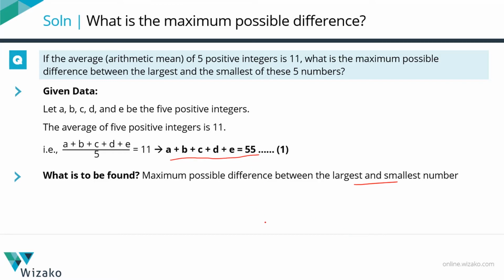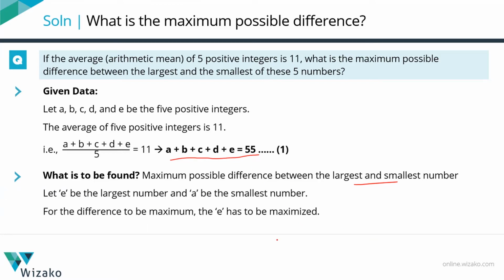For a moment, let's take E to be the largest number and A to be the smallest number. If A is the smallest number and E is the largest number, on the number line, E is going to be to the right of A because E is going to be larger than A. Our idea is to maximize the difference between these two numbers. That will happen when E is maximized. If I push E as much to the right as possible, if I can give as large a value to E as possible, then consequently the difference between E and A is going to be maximum.